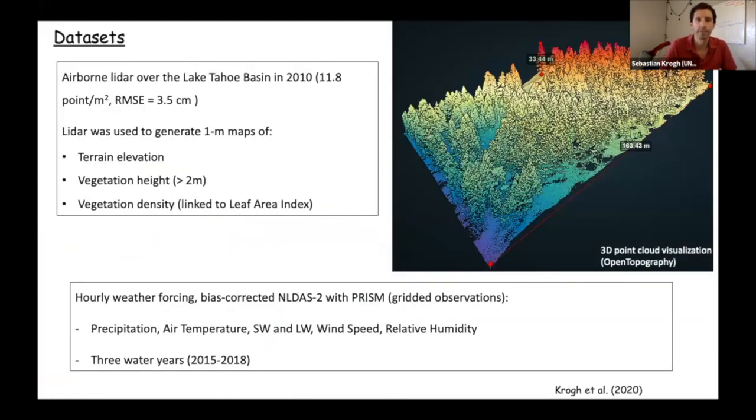So we take advantage of this airborne LiDAR that was flown over the Lake Tahoe Basin in 2010, again, to represent terrain elevation, vegetation height, and vegetation density. And we use these to parameterize our model at 1 meter scale. And we also use hourly weather forcing bias corrected with local observation: precipitation, air temperature, incoming short and long wave, wind speed, and relative humidity. And we do so in 3 weather years because we want to have a representative climate. So we do it on a normal year, a relatively wet year, and a relatively dry year.